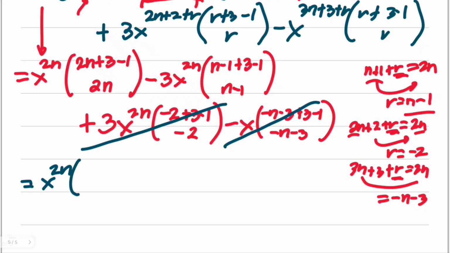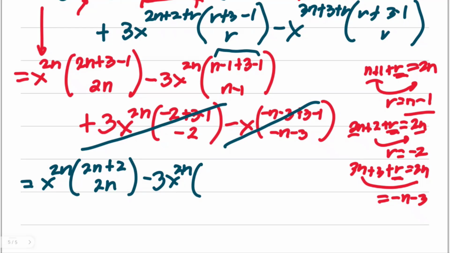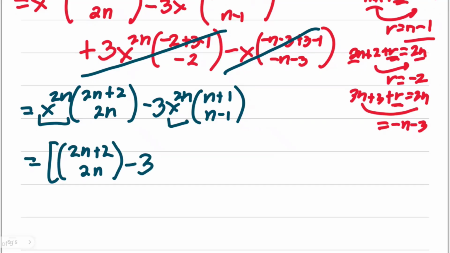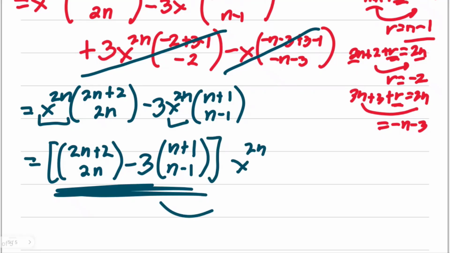And then you have 2n plus 2 combination 2n, minus 3 to the power of 2, 3 times x to the power of 2n times this one here. You will have, that's n plus 1, right? n plus 1 combination n minus 1. Okay, that's negative 1 plus 3 plus 1. For this now, factoring this out because that's our target, you will have here 2n plus 2 combination 2n minus 3 times n plus 1 combination n minus 1. This would be x to the power of 2n. This is now the coefficient of x to the power of 2n.